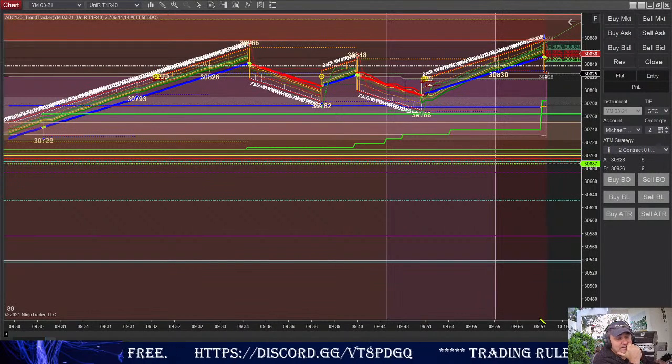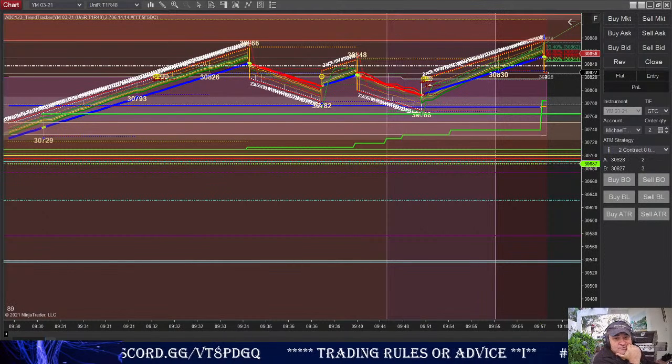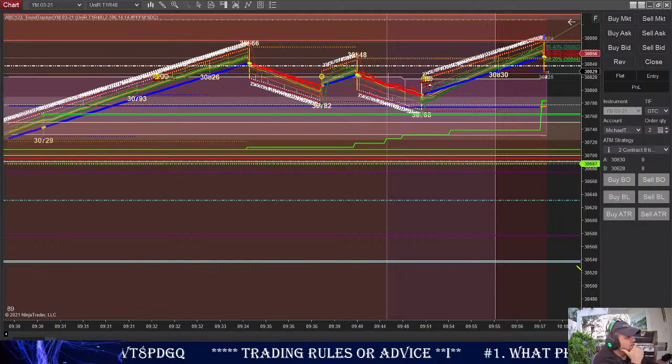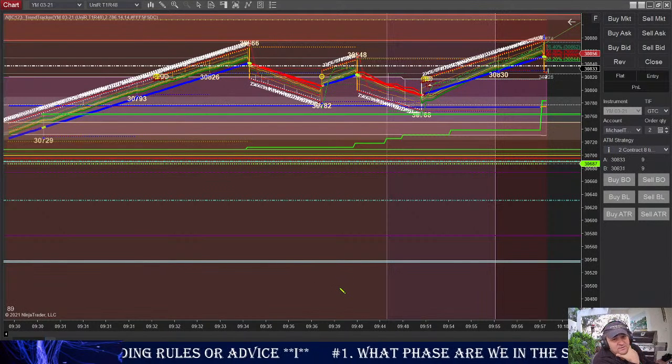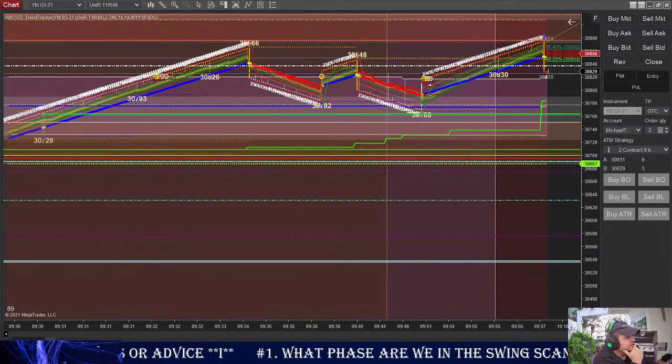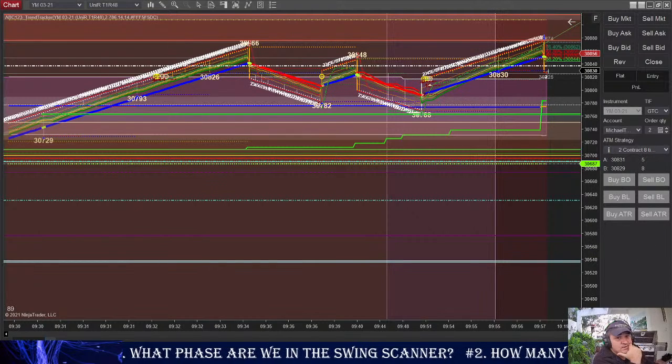Alrighty, good morning, everybody. This is Mike. It's a quarter after 10 Eastern Standard Time, and I'm looking for a trade, and I will give you guys some education of how to use these indicators here. And what we'll do is I'll stick on this chart for now.